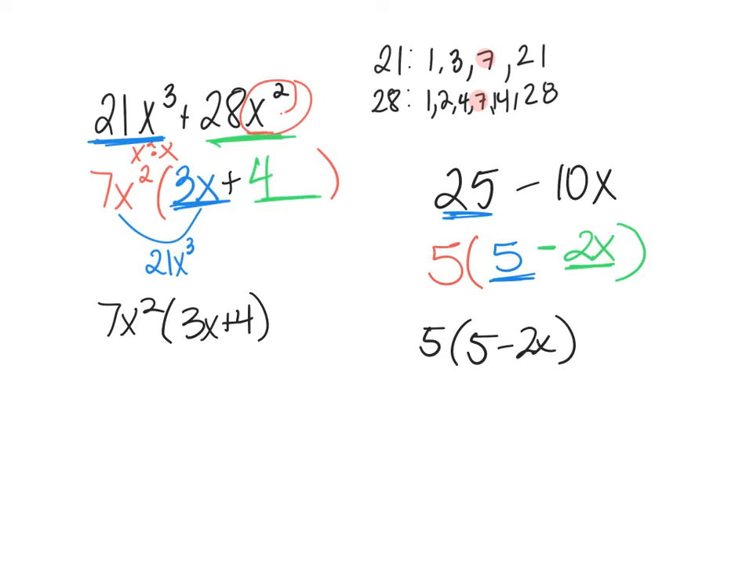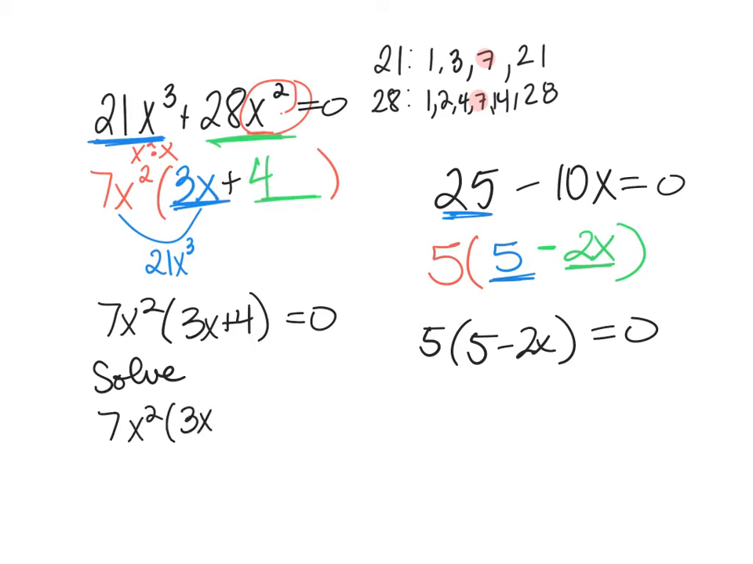Now then, when it says to solve, these problems will be equal to 0 instead. And so we can take each parentheses. We have what's called the zero product property, that tells us if the product of two numbers, 7x squared and 3x plus 4, is equal to 0, then either 7x squared equals 0 or 3x plus 4 equals 0. And so that means we get two possible answers here.